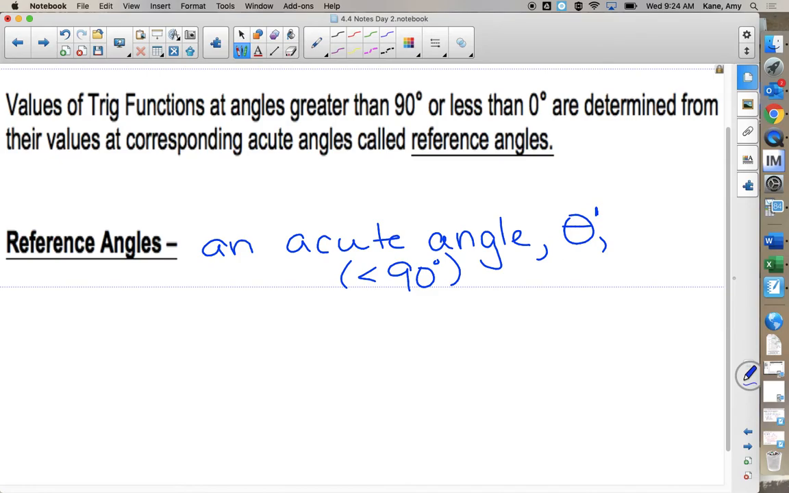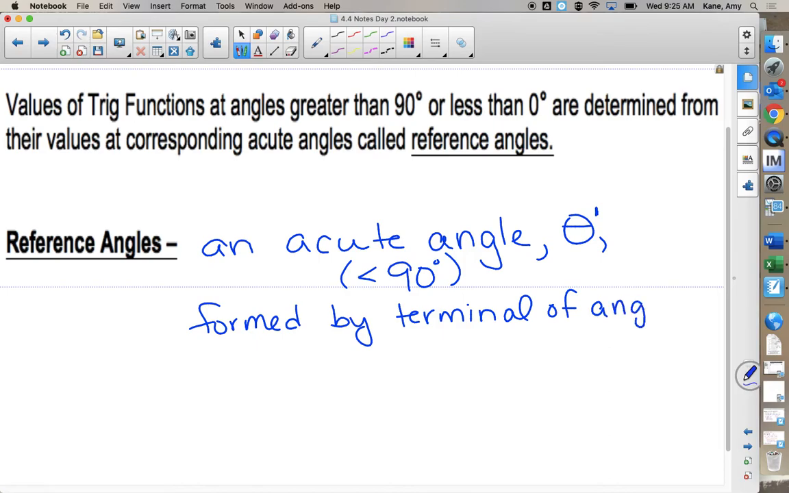So an acute angle, theta prime, formed by the terminal side of our angle and the x-axis. And the x-axis part is really important. Everything is from the x-axis. It never goes from the y-axis, because the x-axis is our standard position. That's where we start our angles.